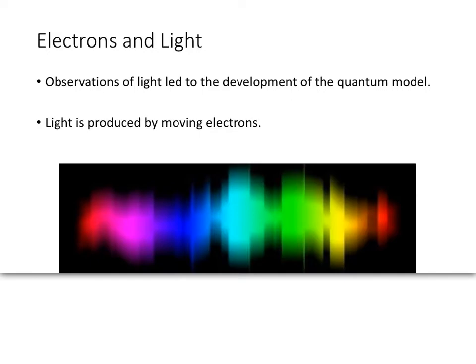So, these light spectrums that we've seen and studied a little bit are what led to what is called the quantum model of the atom. Okay? And this is because light is produced when electrons move. So when an electron goes up to one level and then falls back down, that's a vibration, and that's what sends the light wave away from it.